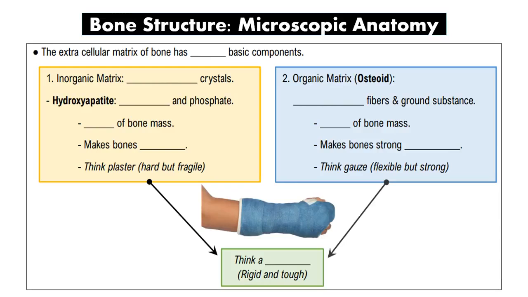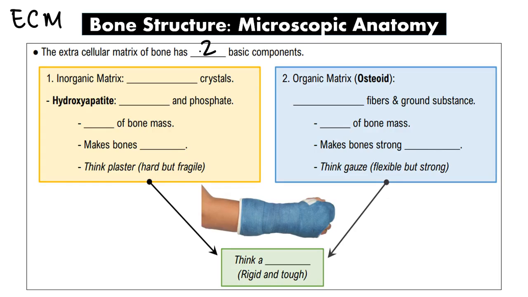Hello, folks, and welcome to Bone Structure with the focus on microscopic anatomy. And even though this is about microscopic anatomy, I'm starting off with chemical composition of the extracellular matrix. So the extracellular matrix is composed of two basic components, and this chemical composition portion I will be reiterating at the end of the lecture just to make sure everybody's on the same page.